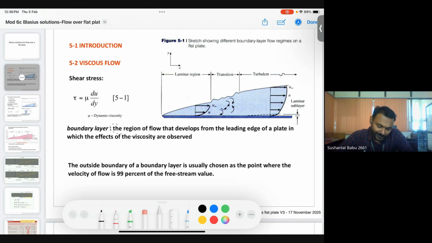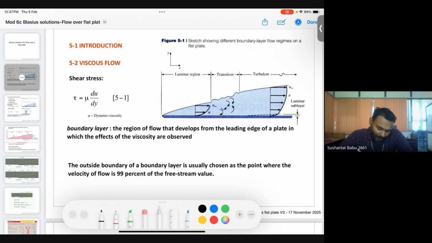The boundary layer is the region of flow that develops from the leading edge of a plate in which the effects of viscosity are observed. So here, this blue shaded region is where the viscosity effect will be significant or dominant. Outside the region, flow will be there, but the viscous effect will be negligible because all the layers are flowing at the same speed. Within the boundary layer, because of the no-slip condition on the surface of the flat plate, a velocity gradient will develop, and as a result, the viscous effect will be prominent. Shear stress will be developed.